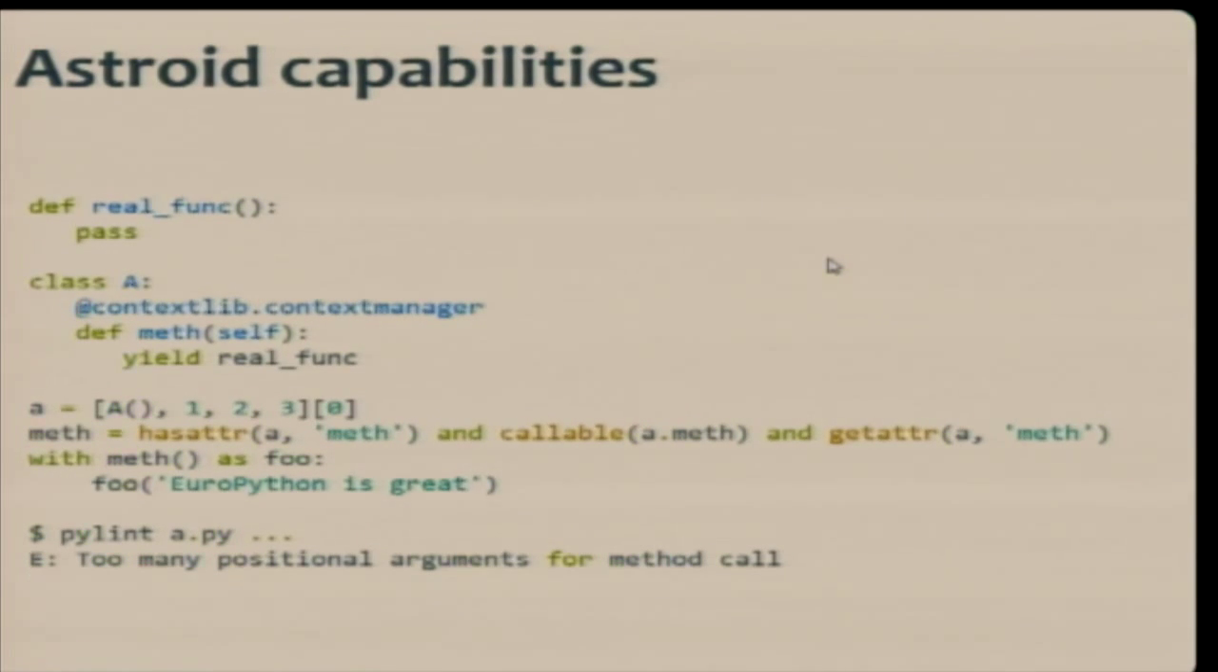And then the context manager is invoked, and the context manager will return real func, which has no argument whatsoever, and we're going to call that. Pylint will say that, hey, you used too many positional arguments in your method call. You should change that. So this is the kind of stuff that Astroid knows about Python code, and Pylint knows about it as well.